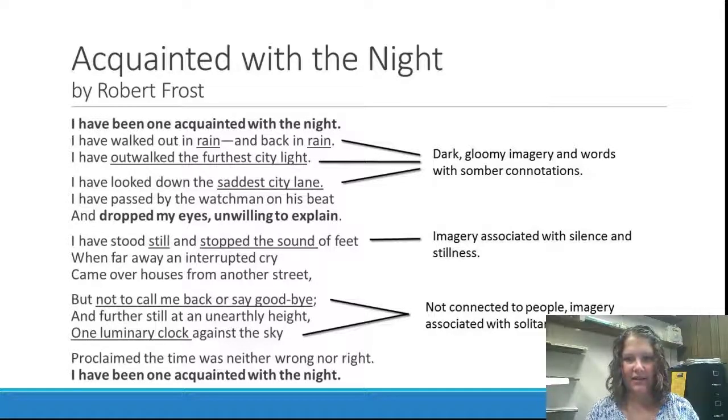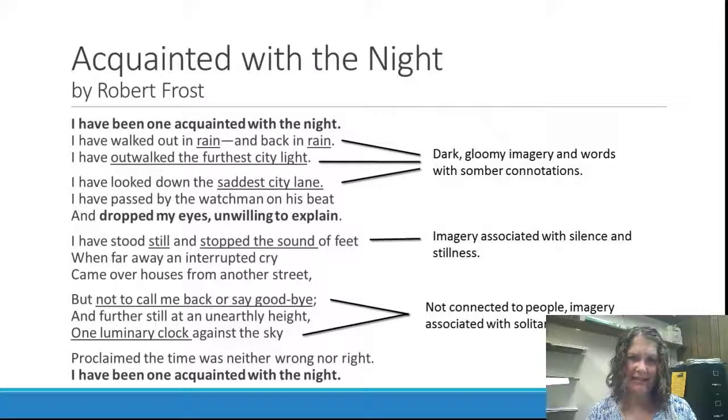So he's disconnected from people. He's sort of disconnected from civilization. And maybe he's, in fact, kind of like the one luminary clock. Maybe he is sort of like that clock all alone in the world. So at this point, I'm thinking, well, maybe the night is sort of representing darkness and sadness and gloominess. But also, maybe it's representing loneliness or solitariness or a disconnection from other people.